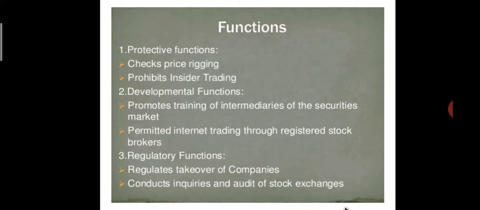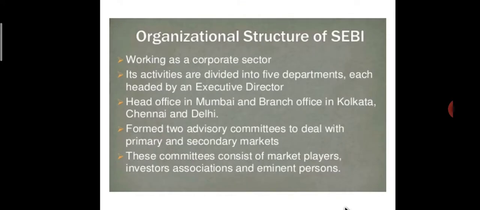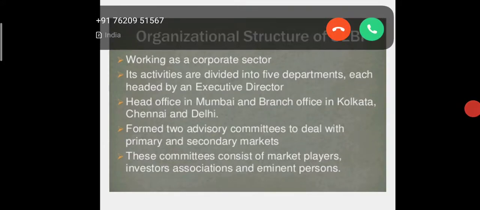As far as the organizational structure is concerned, what is the structure of SEBI? The board deals with the corporate sector. It is a working body. Its activities are divided into 5 departments, each headed by an executive director. The head office, as I have already told you, is in Mumbai. It has formed 2 advisory committees to deal with the primary and the secondary markets. The organizational structure of SEBI includes committees which consist of market players, investors, associations, and eminent personalities.